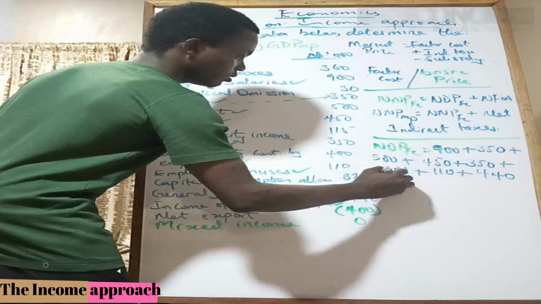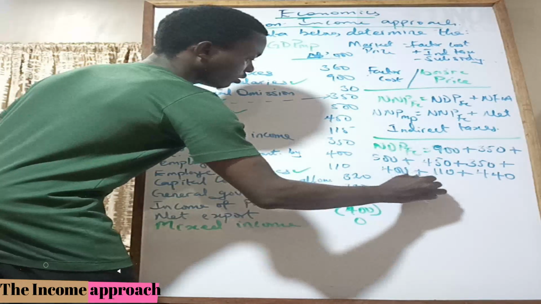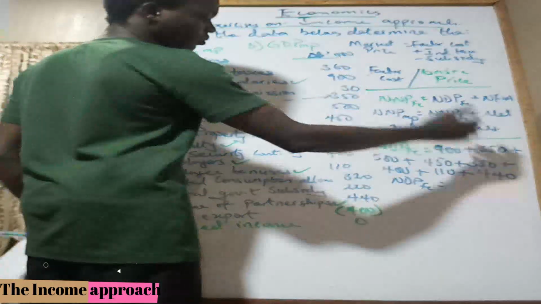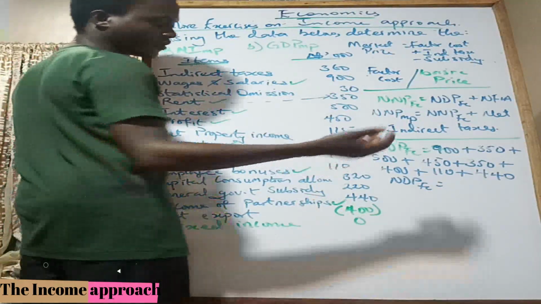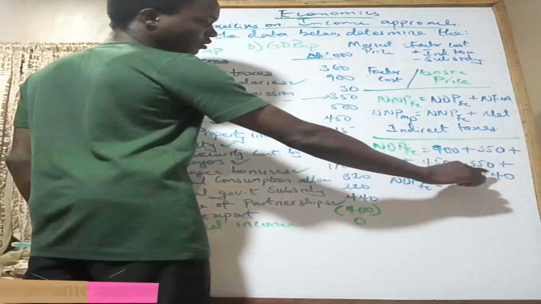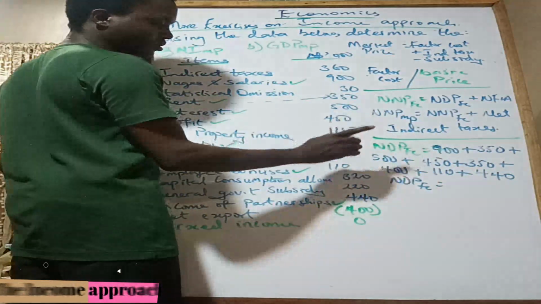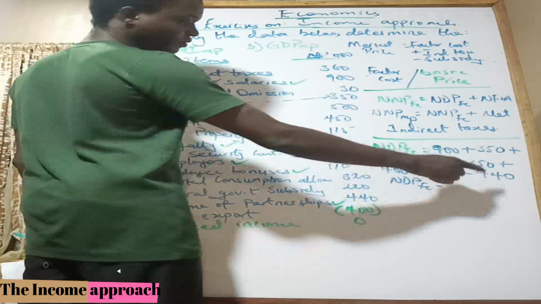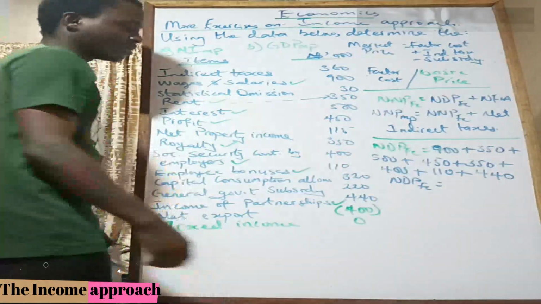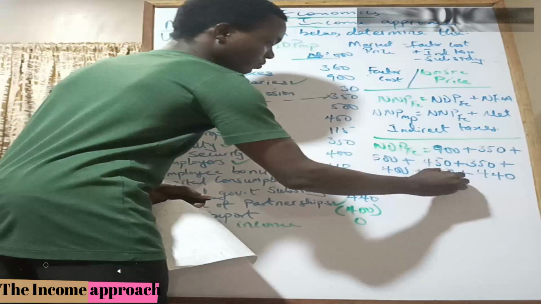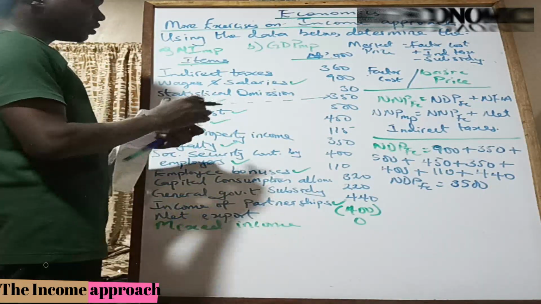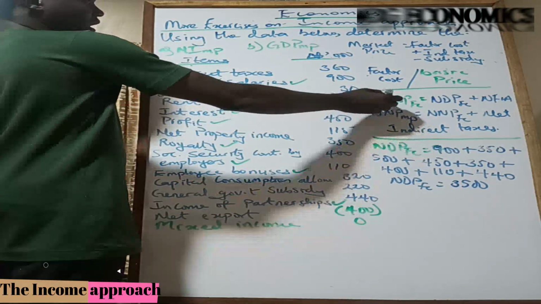So our NDP at factor cost equals 900 plus 350, that's 1250. 1250 plus 500, 1750. 1750 plus this, that's 2200, 2550, 2950. So this is 950, this is 550. 2950 plus 550, that's 3005. So NDP at factor cost is 3005.